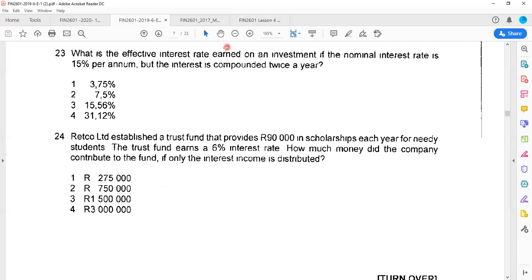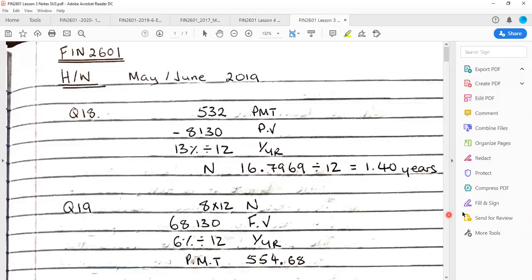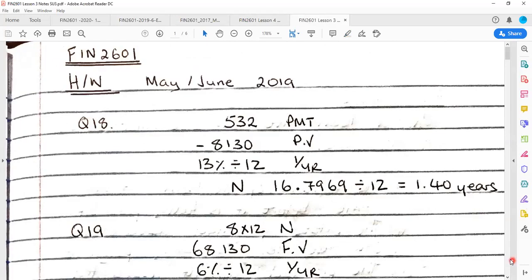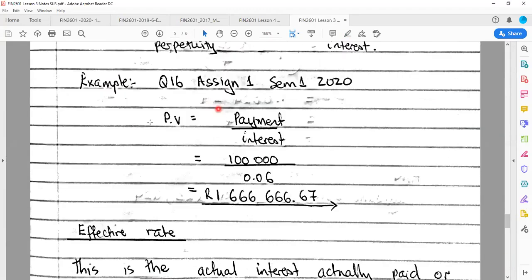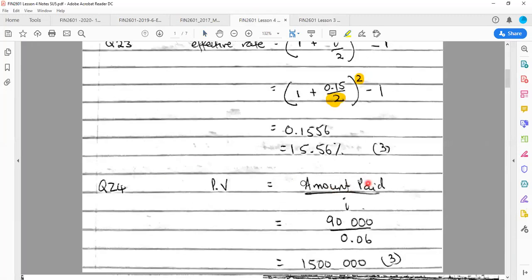Now, remember, I gave you the following formula in the previous class, where we said if we are dealing with what we call a perpetuity, where you're receiving money for an indefinite amount of time, to get the present value, we just take the payment divided by the interest. So in this case, they gave us the payment, which is the amount being paid, and they gave us the interest, and they wanted us to determine the present value.